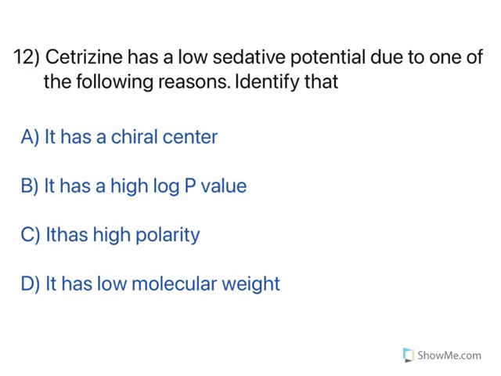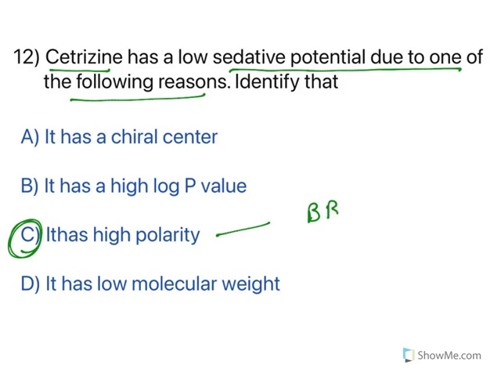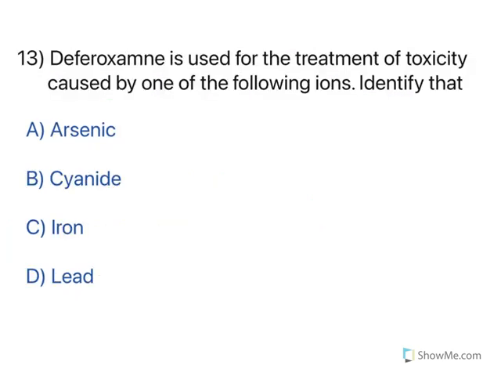Moving to the next one. Now cetirizine has low sedative potential due to one of the following reasons. Identify that. Now it has high polarity. What happens if high polarity is there? It cannot cross the blood-brain barrier. If it cannot cross the blood-brain barrier, sedative property is reduced. So option C is the right answer. Moving to the next one.